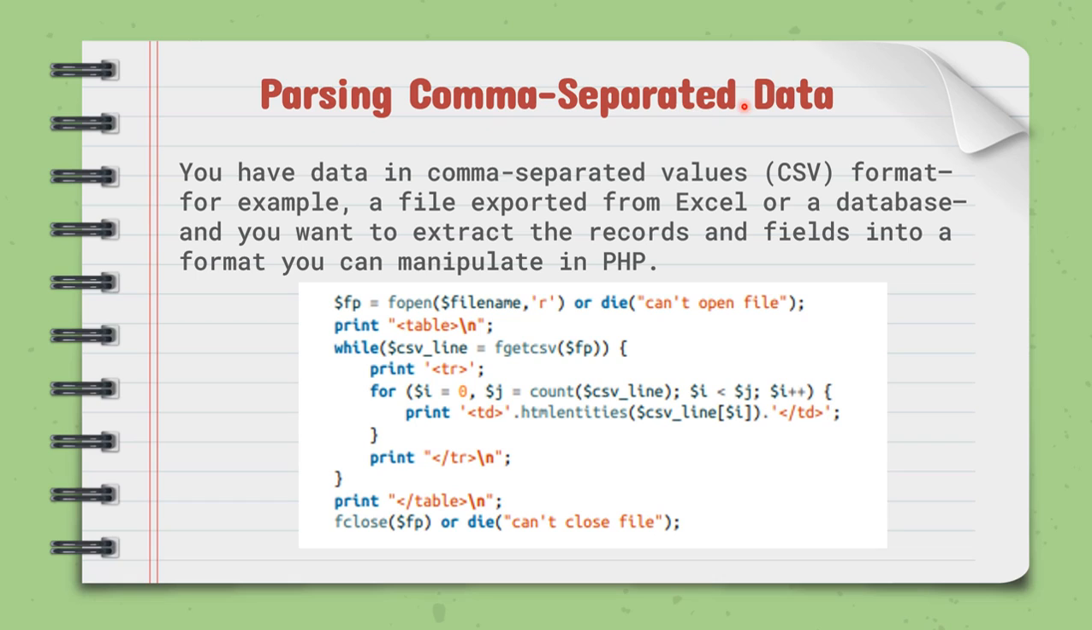Okay. Next we have parsing comma separated data. In which you have the data in a comma separated file format, for example, a file exported from Excel or a database, and you want to extract the records in the file into a format you can manipulate in PHP. So as you can see, we open this file name, and then we show it in our table data one by one, extracting data from this file, and at the end we just close it.